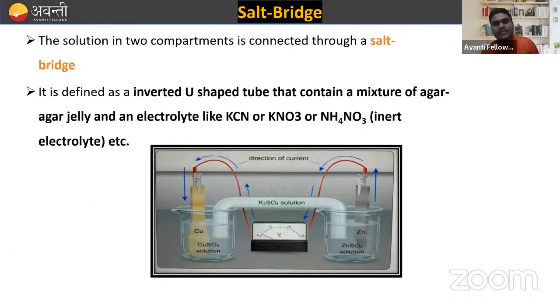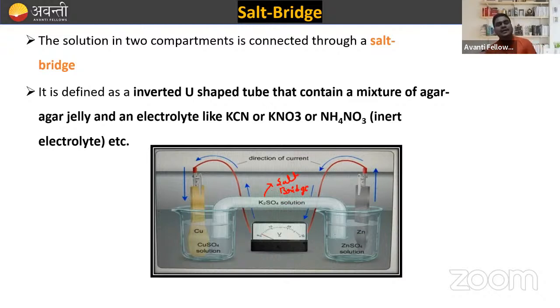One important thing in a galvanic cell or electrochemical cell is the function of the salt bridge, because the salt bridge is used to connect the two solutions, right? You must understand what a salt bridge is and what its function is. The solutions in the two compartments are connected through a salt bridge, as we see in the diagram. This K2SO4 represents the salt bridge.